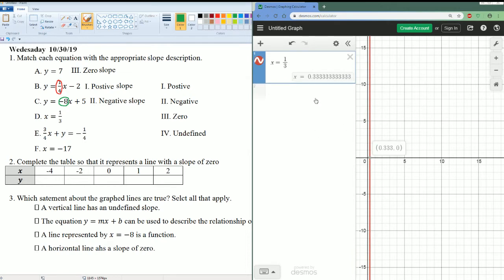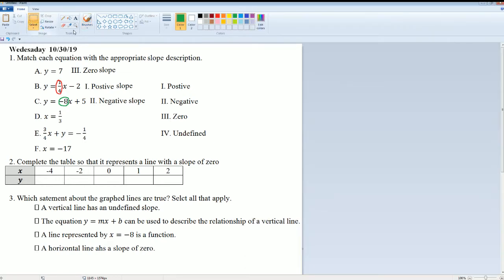Okay, next one, we are graphing x equals 1 divided by 3. Oh, goes up and down. When it looks up and down, we call that undefined. That is an undefined slope.